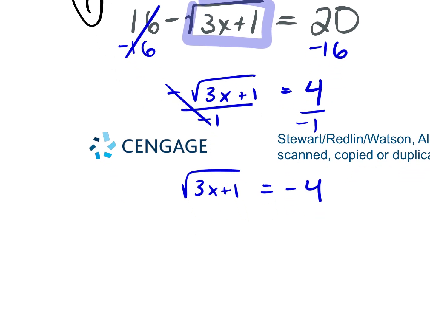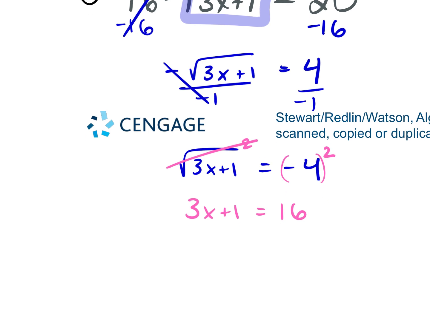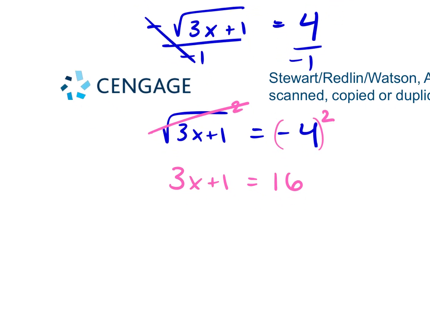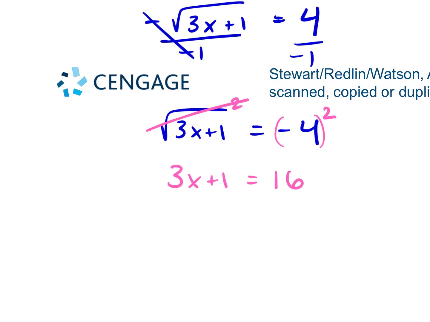Once we get the square root all by itself, what do you think we could do next to cancel out the square root? Square both sides. So we square both sides. We have 3x plus 1 equals, what's negative 4 squared? Positive 16. From here, we just solve for x. Since it's just an x, I can move everything to one side, make it x equals.